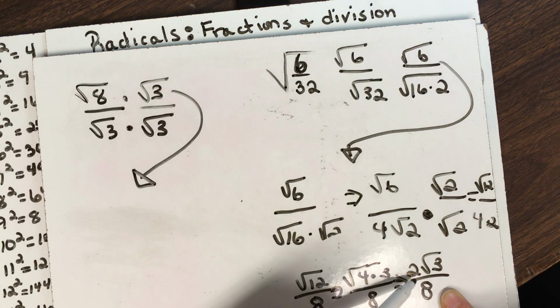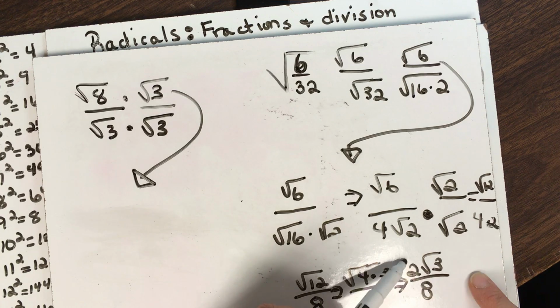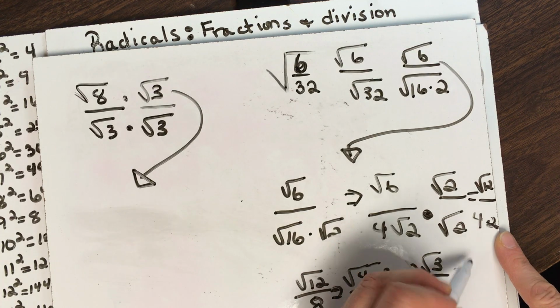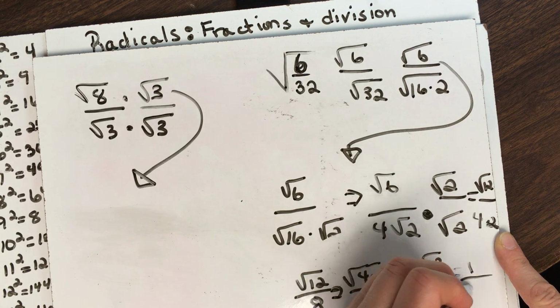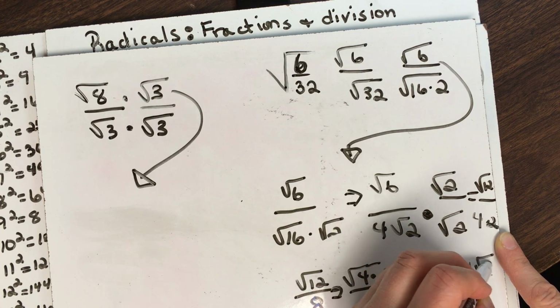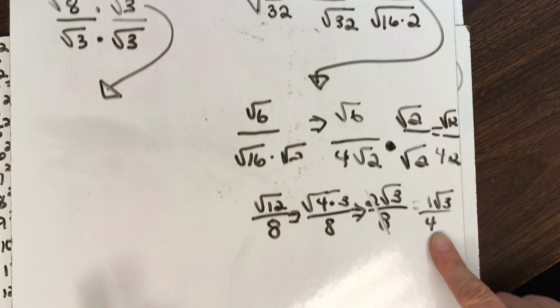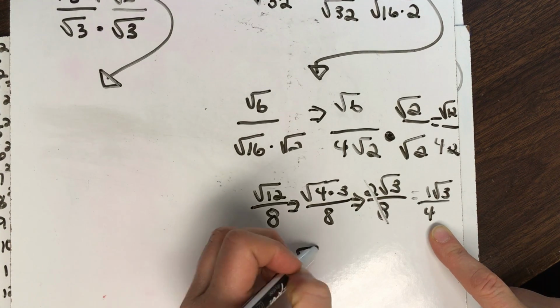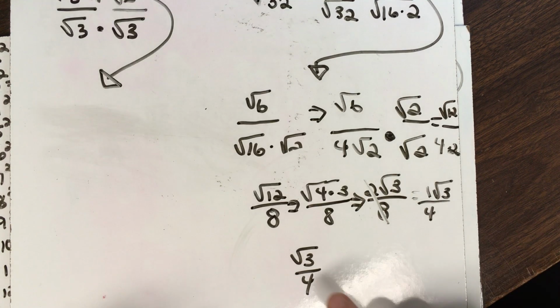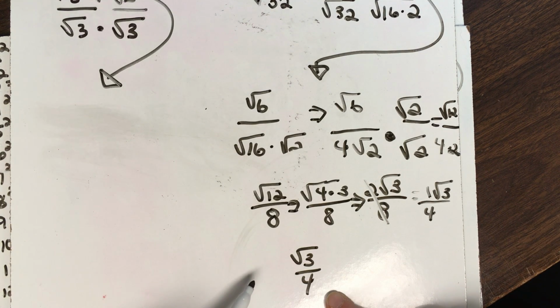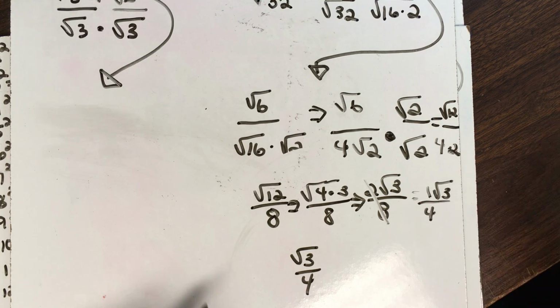Now, this can be reduced. 2/8 reduces down to 1/4. So you can write it like that, or you can write it like this. All right, so fractions and division with radicals. Give it a try.